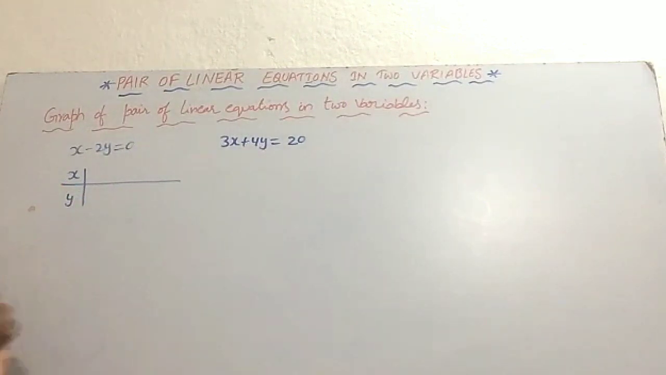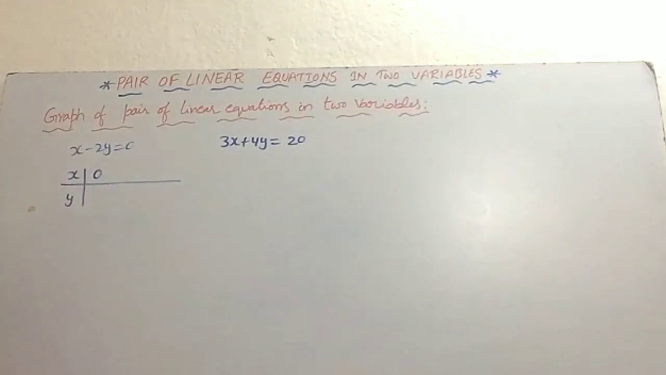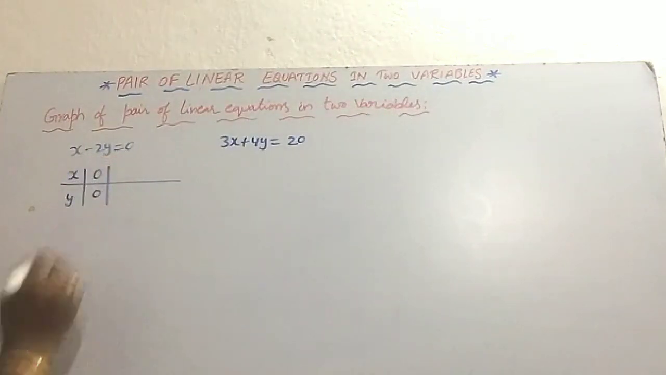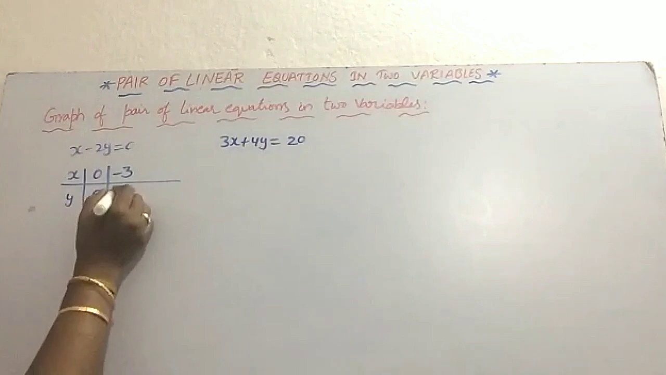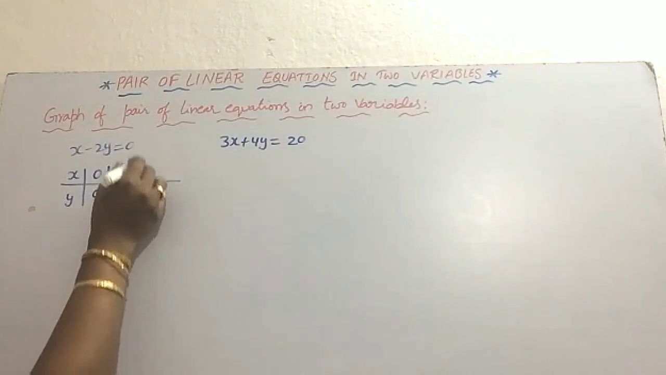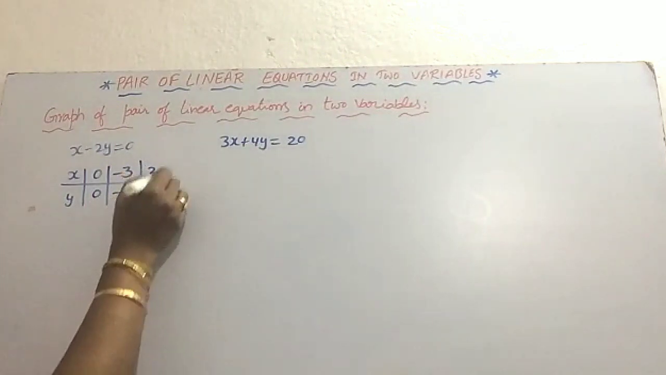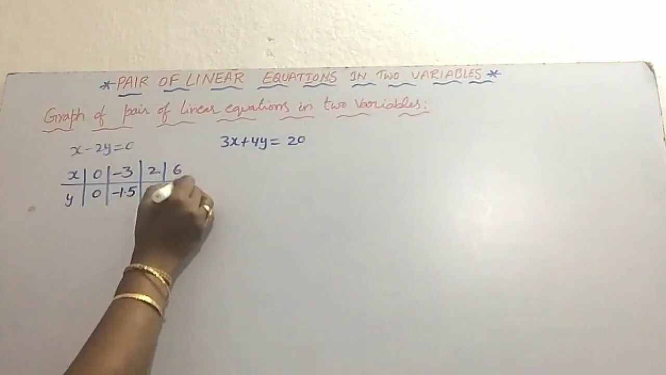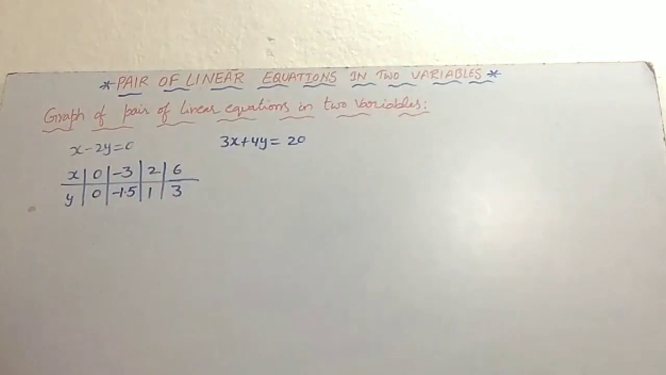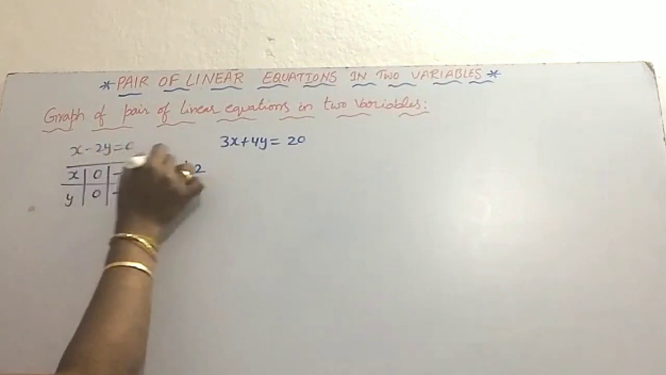I will take the values of x as 0. If x is equal to 0, we will get y is equal to 0. Suppose if x is equal to minus 3, then y is equal to minus 1.5. If x is equal to 2, y is equal to 1. If x is equal to 6, y is equal to 3. And if x is equal to minus 2, y is equal to minus 1.